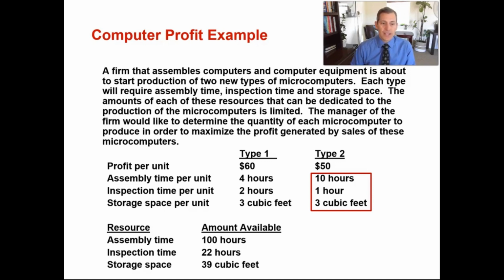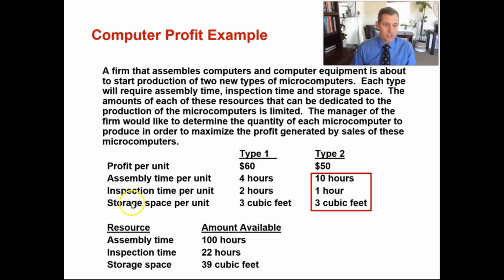So you can see you've got your type 1 and type 2 computer. Your profit per type 1 computer is $60. Your profit for type 2 computer is $50. Again, that's profit per unit. That's not your cost and that's not your revenue. It's your profit. It takes 4 hours of assembly, 2 hours of inspection, and 3 cubic feet of storage to build a type 1 computer.